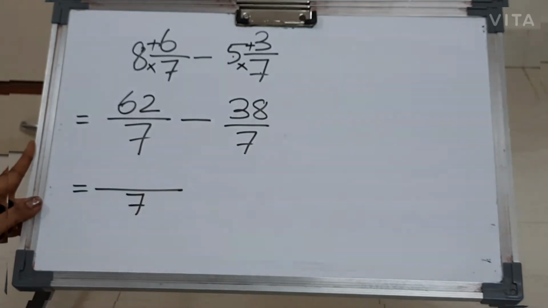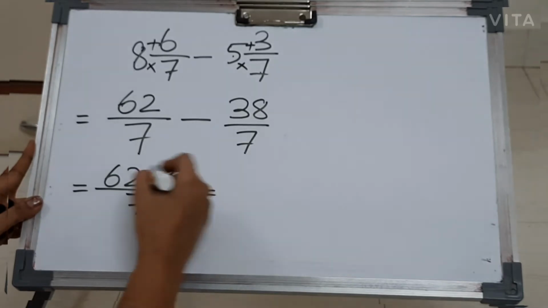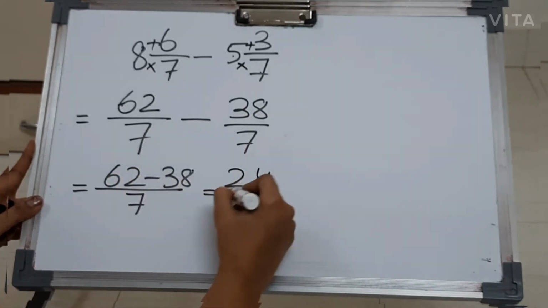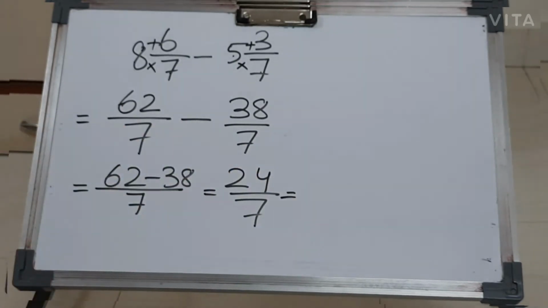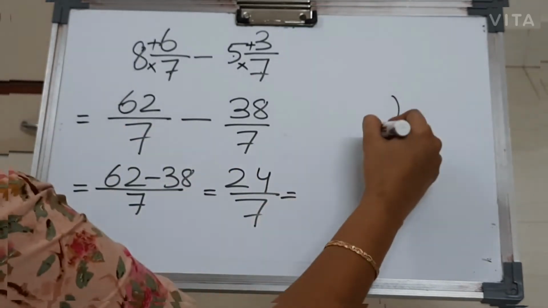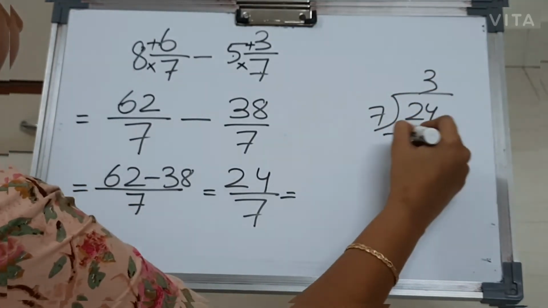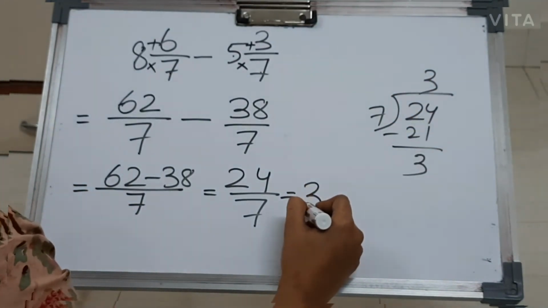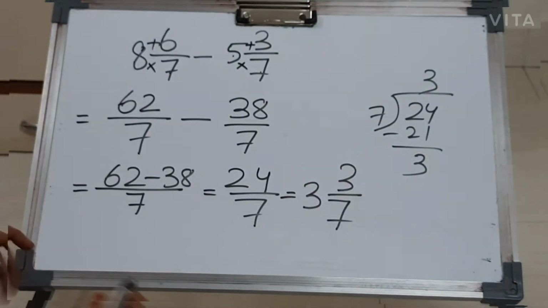So we will take a common denominator 7. 62 minus 38, that is equal to what? 24 by 7. Again this is an improper fraction, we have to convert it into a mixed fraction. So 24, 7 3s are 21, remainder 3. So the quotient is 3, remainder 3, divided by 7. So this is the final answer here.